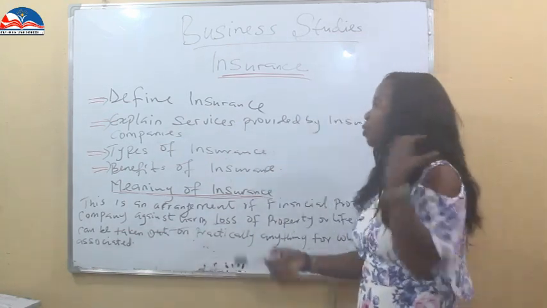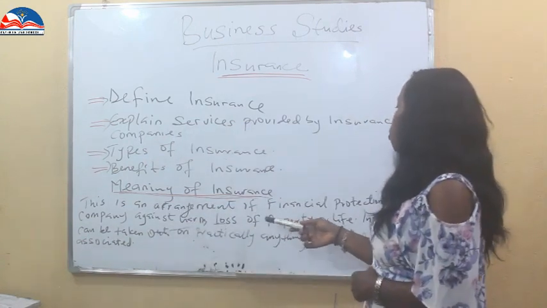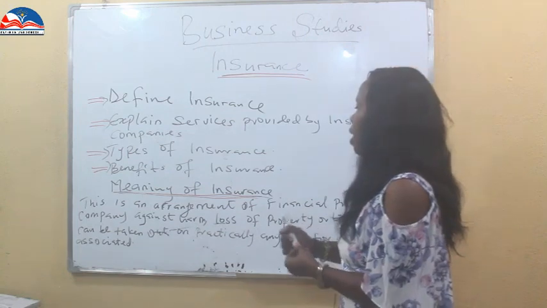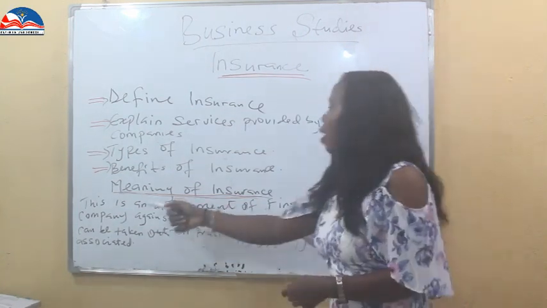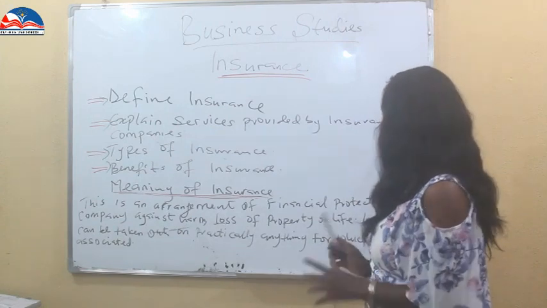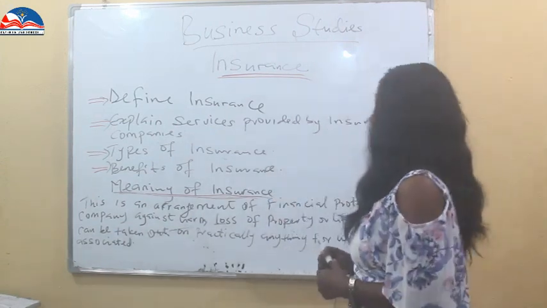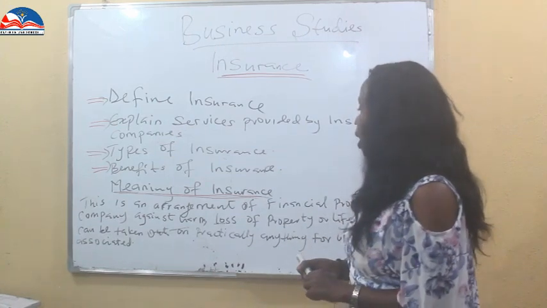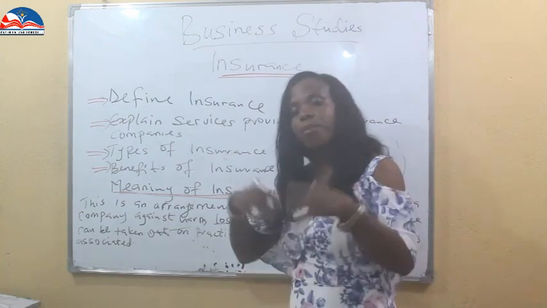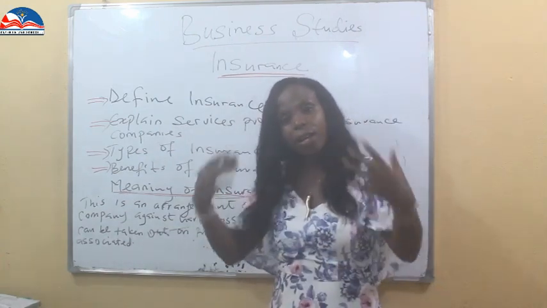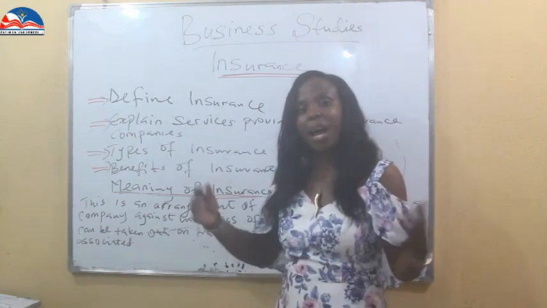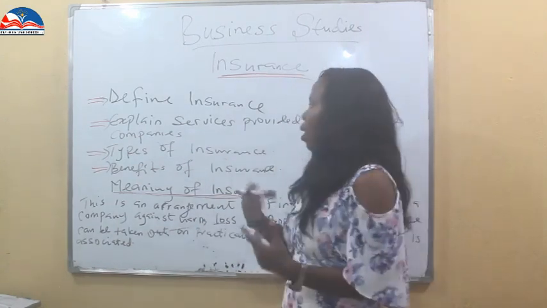So insurance, let's see what I have on board. This is an arrangement of financial protection by a company or an individual against harm, loss of property or life. Insurance can be taken out on practically anything for which risk is associated. So it can be for a company or an individual against harm, against loss, against death, against whatever thing that you envisage in the future that might happen to either you or your business. That's insurance. Now we've seen what insurance means.